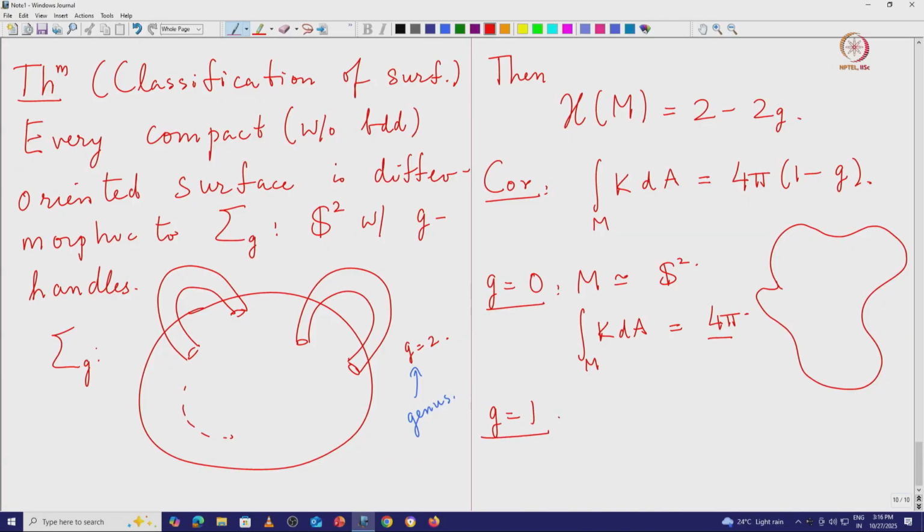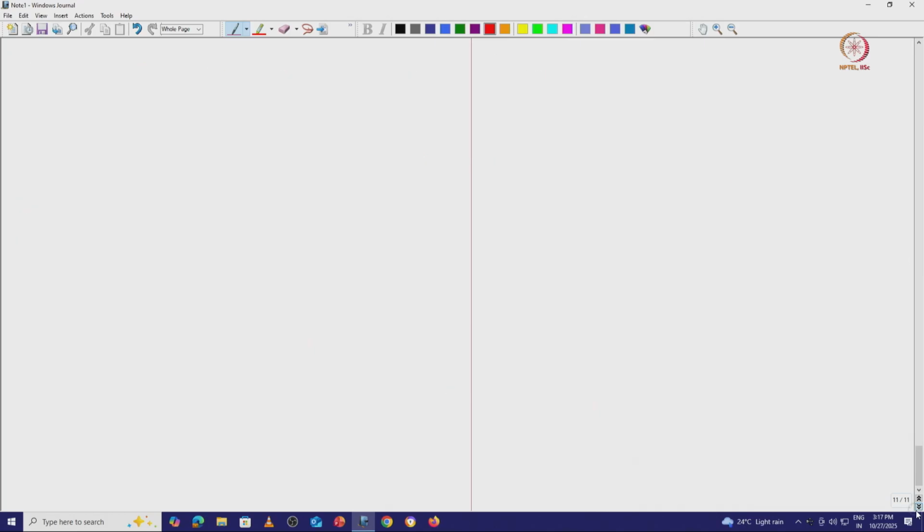Similarly, if g is 1 then M is diffeomorphic to the torus, and in this case the total Gauss curvature is going to be 0 because the genus is 1, okay. So again if you look at the usual donut example, that has areas of positive and negative curvature. So the curvature is positive here, in the inside regions the curvature is negative, but again the curvature somehow distributes itself so beautifully that the total Gauss curvature is 0, right. So this is a remarkable theorem.